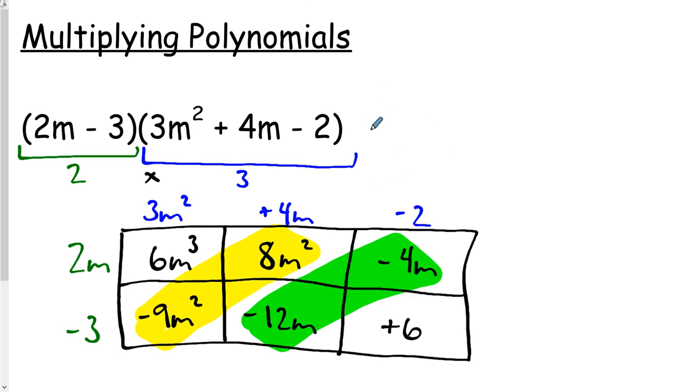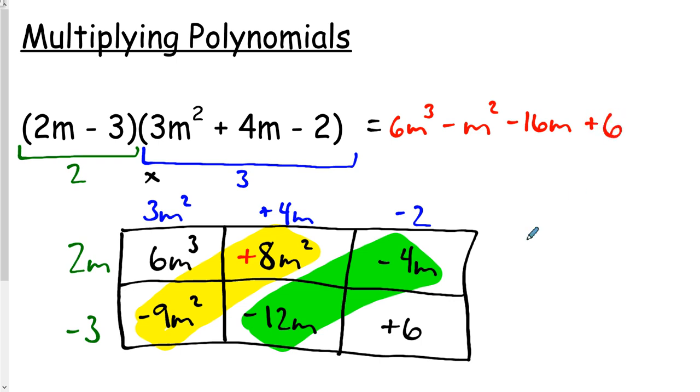So if I combine all of that, I'm just going to write the answer up here, and I'll do that in red. So we start off with 6m cubed. It has no other like terms. I have negative 9m squared and a positive 8m squared. Well, that's just going to give me a negative m squared. I have negative 12m minus 4m, which is negative 16m. And then I have plus 6 all by itself.